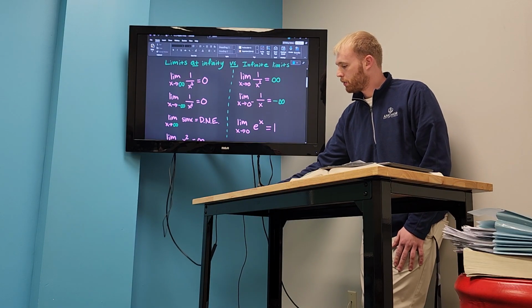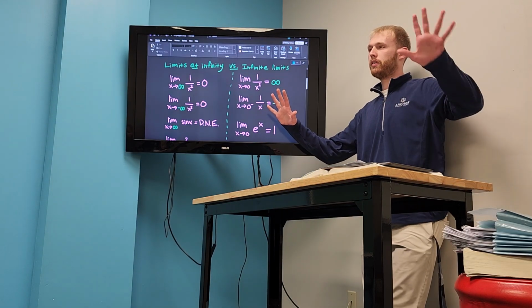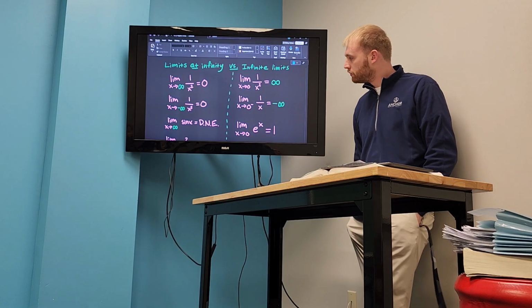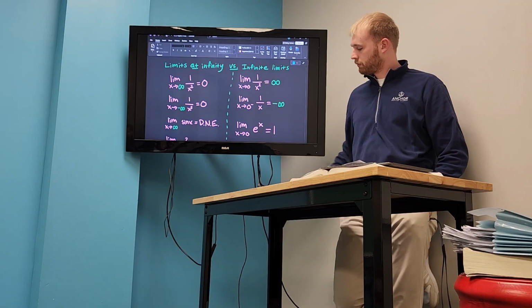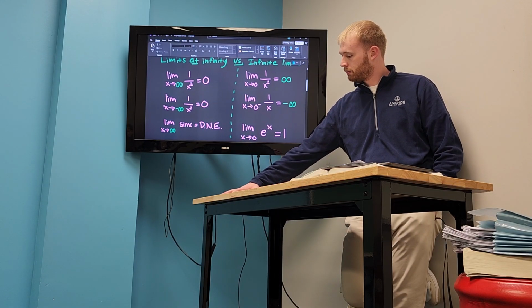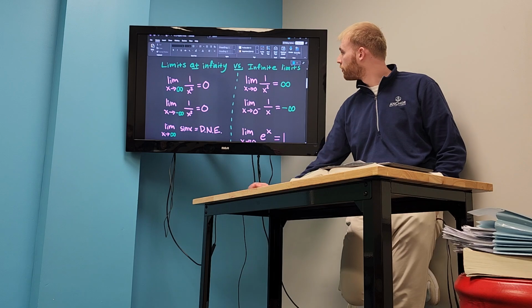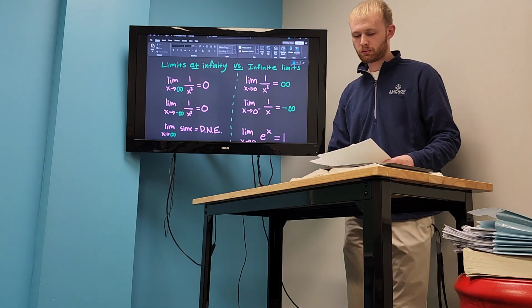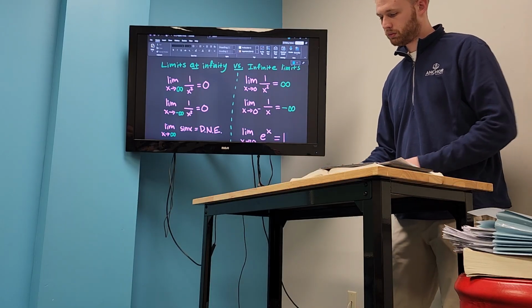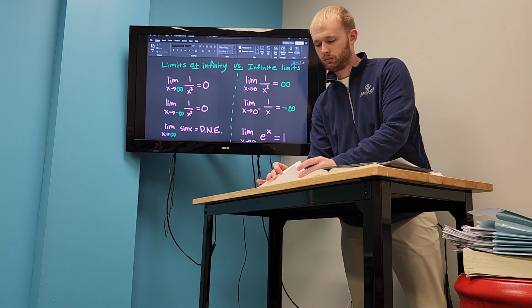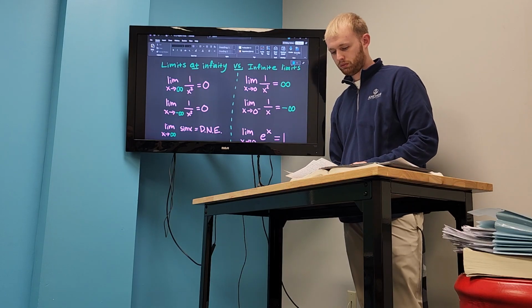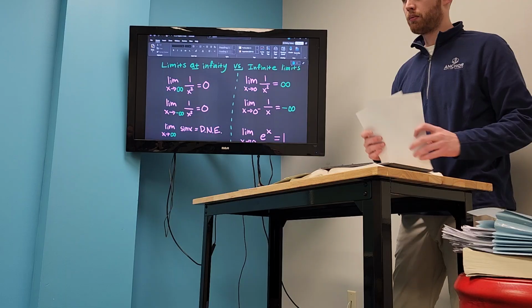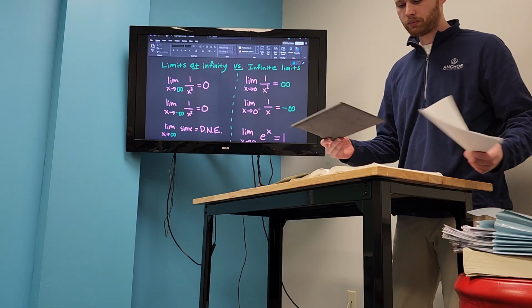So here are some examples of limits at infinity versus infinite limits. What do you notice? What do you notice?